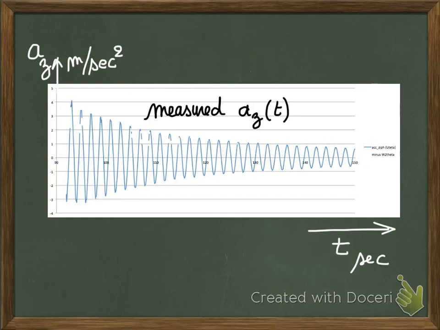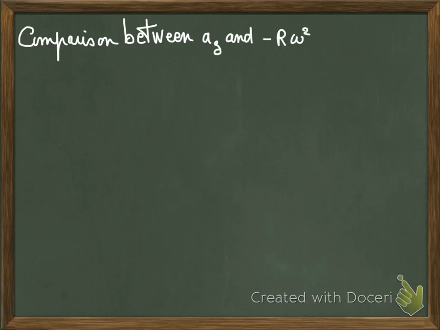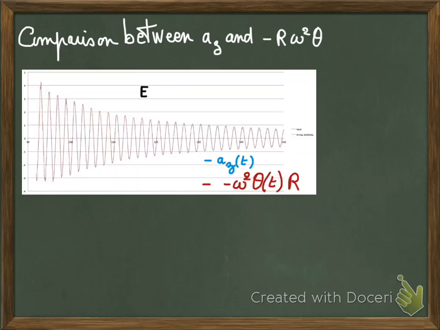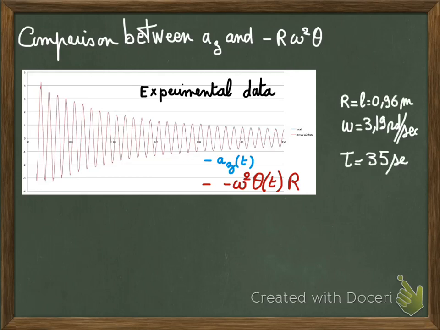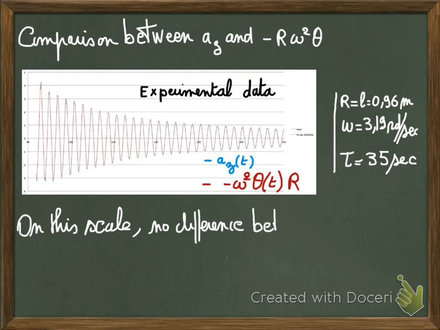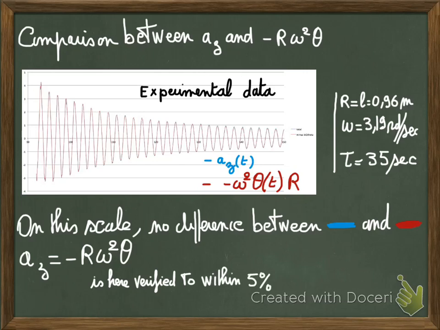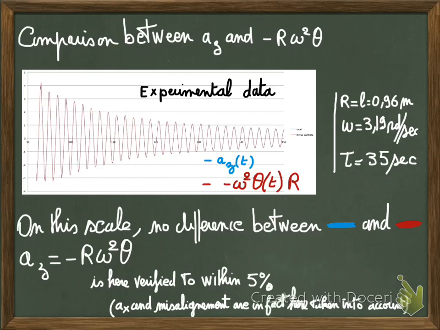And this is the slide now coming. The comparison of AZ and minus R omega to the square theta is here. And it's rather amazing to see that at this scale we cannot distinguish by eye very easily the difference between AZ and minus R omega to the square theta. The agreement is something like 5% for most of the points. We have to say that here we've taken into account AX and the misalignment for this data analysis, but this is not in fact a key point at the end.